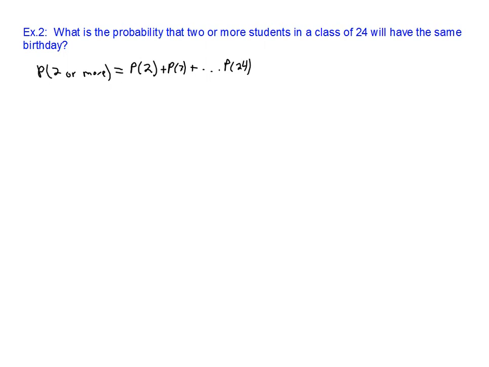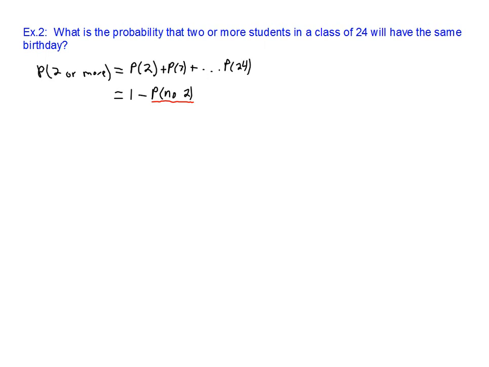So, the reason for that is that the probability that two or more have the same birthday is just equal to 1 minus the probability that no two people have the same birthday. Now, this probability that no two have the same birthday is not super easy to calculate, but we'll go ahead and try to have a look here.